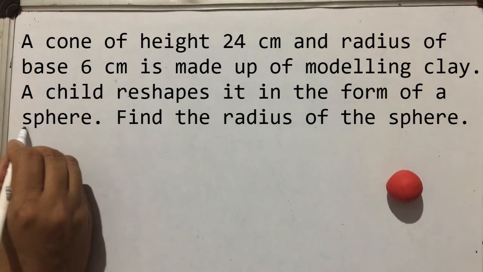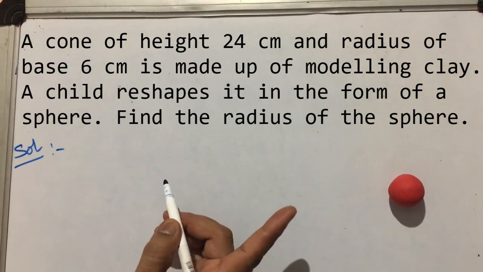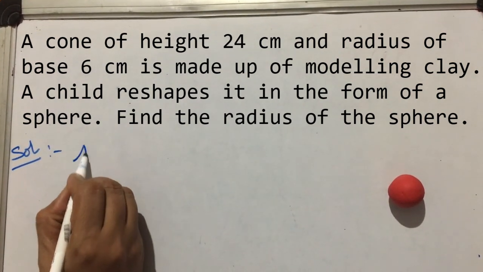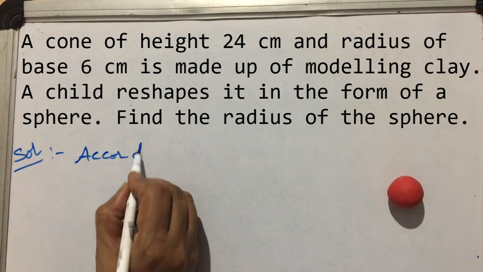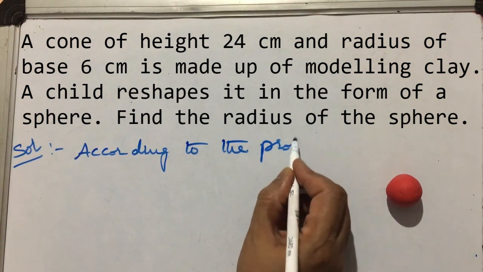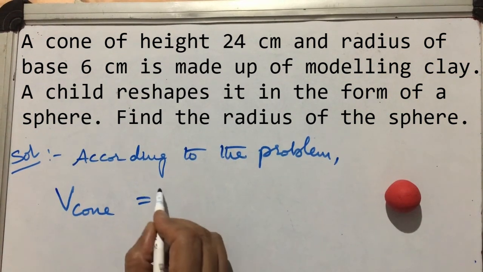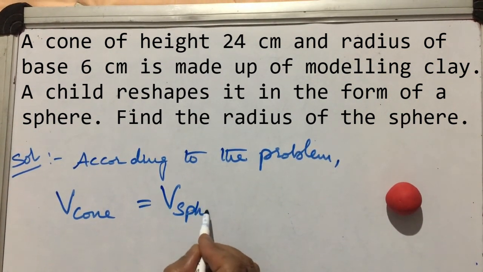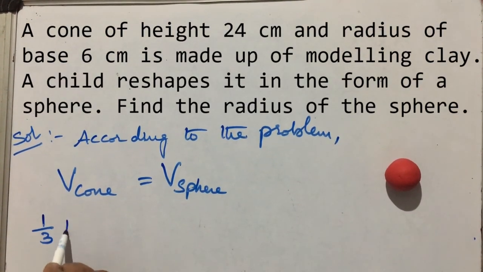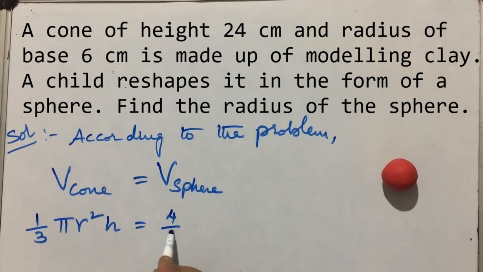What is given? A cone is given first of all. Afterwards it is converted into a sphere. So according to the problem, volume of cone is equal to volume of sphere. We know very well that volume of cone is 1 by 3 pi r square h and the volume of sphere is 4 by 3 pi r cube.